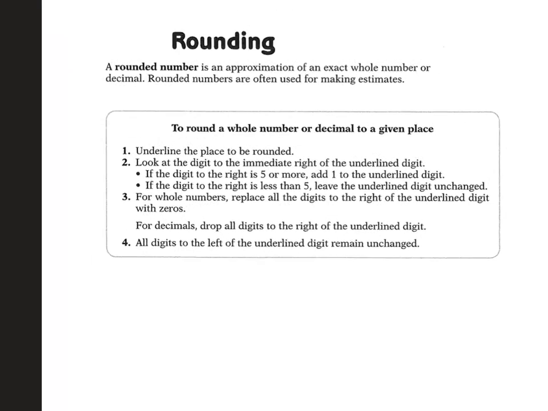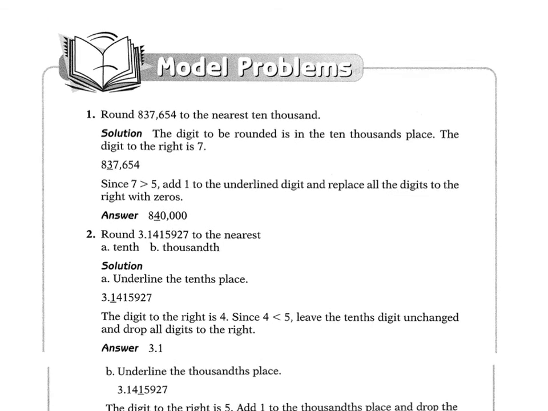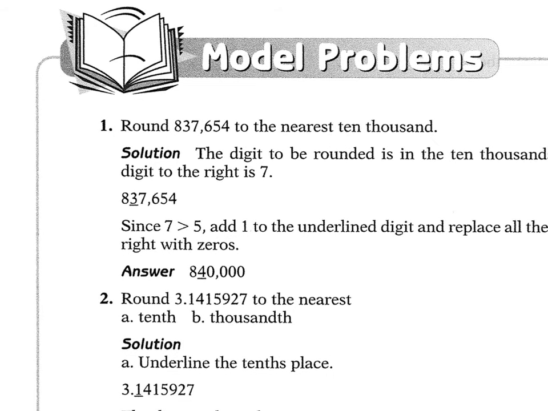So if we look at an example here, it tells us to round 837,654 to the nearest 10,000. So our 10,000 digit is this 3. So we're going to look to the right of that 3, which is the 7. It's higher than 5, so that 3 is going to become a 4. So it'd be 84, and then everything after it becomes zeros.